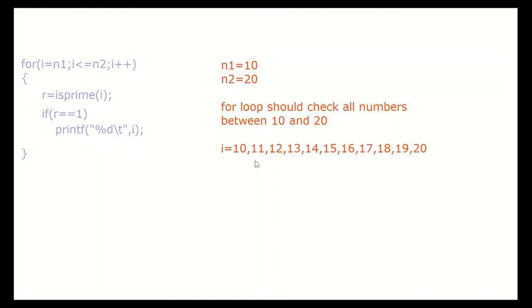11, yes, 11 is a prime number. We'll display 11 to the user. 12 is not a prime number. 13 is a prime number. 14 is not. 15, no, it is divisible by 5. 16, no. 17, yes. 18, no. 19, yes. And 20 will not get displayed. So we have to get these as output. That's a small logic. You just have to understand.